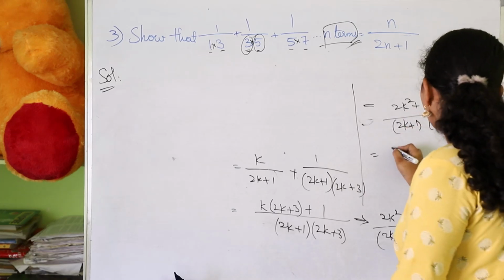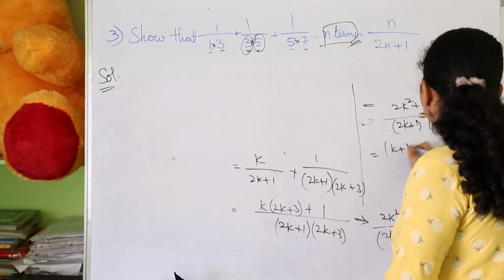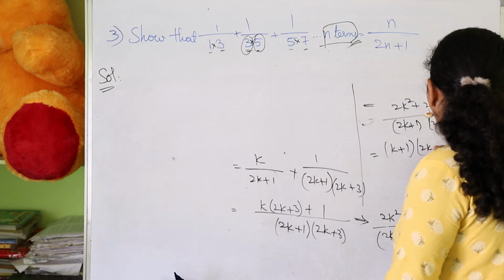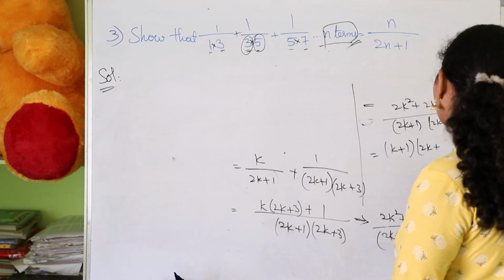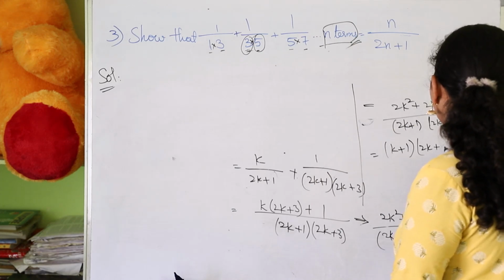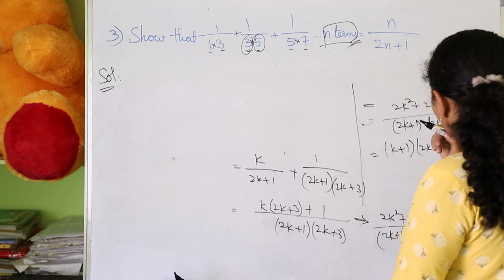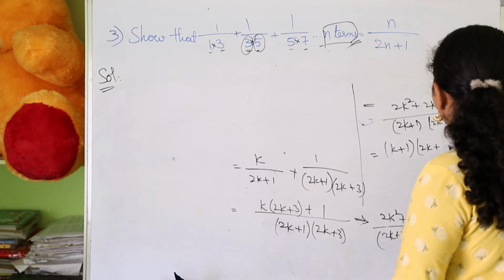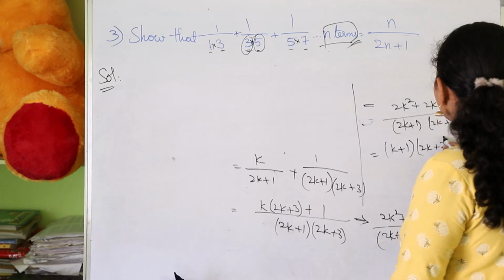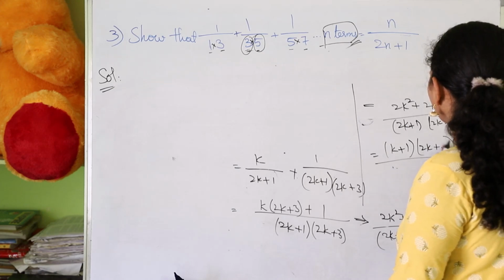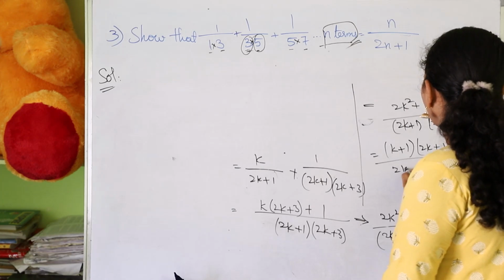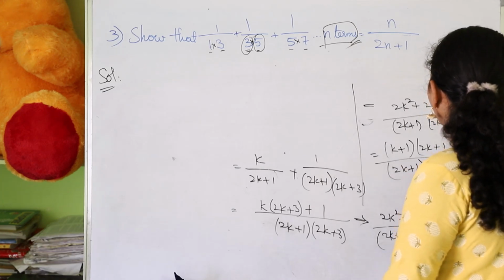So now you go with this, where k plus 1 into 2k plus, here you go with 2. Means if we go with 2, what is it? 2k plus 2 by 2k plus 1. Okay guys, here you have 2k plus 1.